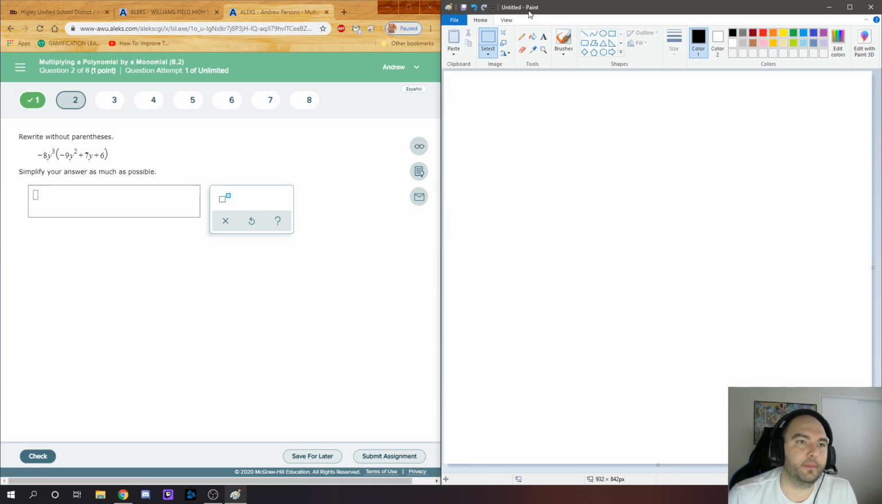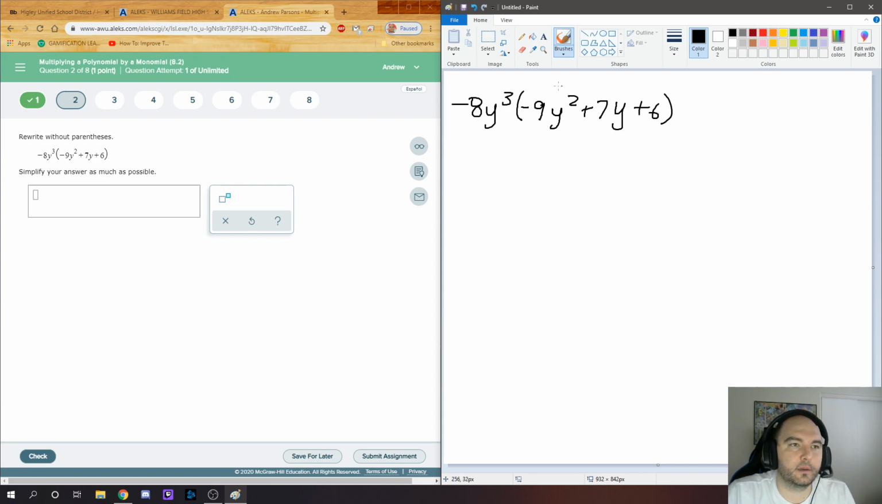I have to admit I didn't show a lot of work on the last one, so I feel more inclined to show you on a few of these here. So let me do it for this one. Negative 8y to the third, 9y squared, 7y, and 6.